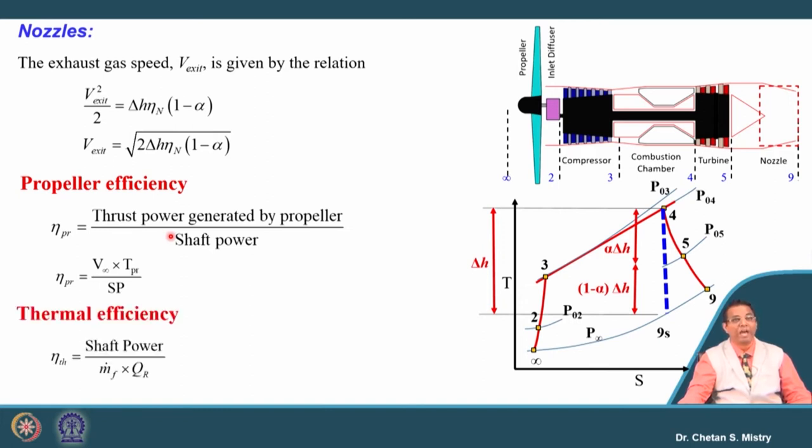Similarly, we may have the equation for thermal efficiency. What we mean by thermal efficiency is what we are getting in terms of our output, that is my shaft power output, divided by my input, which is mf into CV. That is nothing but my heat addition.